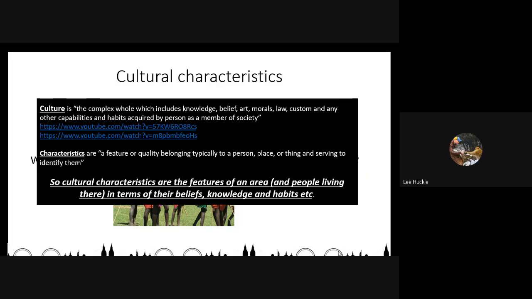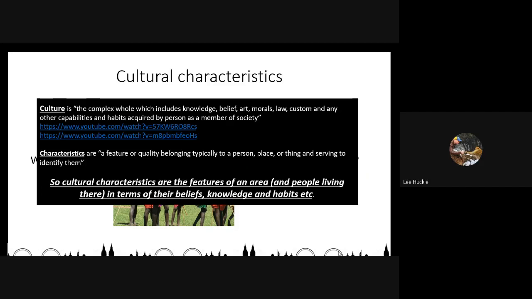So culture is the complex whole which includes a range of different things, and you wouldn't have known this: knowledge, belief, art, morals, law, customs, and any other capabilities and habits acquired by a person as a member of society. That is culture. Now, characteristics are a feature or quality belonging typically to a person, a place, or a thing, and it identifies whatever it is.